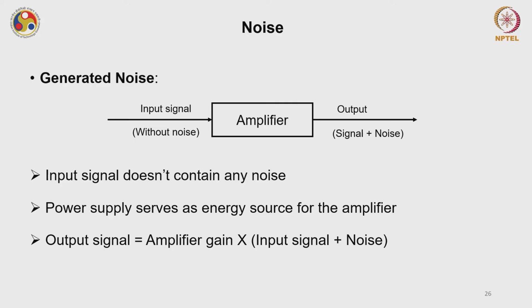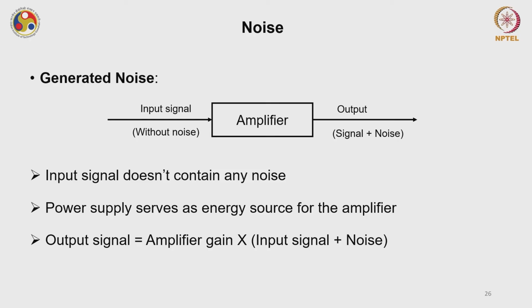Let us understand the generated noise first. Consider that I have an amplifier. I am providing it one input signal which does not have any noise. At the output I am expecting that this amplifier will amplify the input signal. However, what I am getting is an amplified signal but with some noise. Here I have not used anything else. I have only used a power supply or a DC biasing for this amplifier for its operation. Even then, at the output I am getting noise.